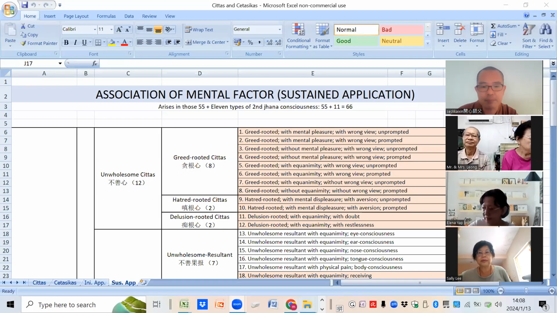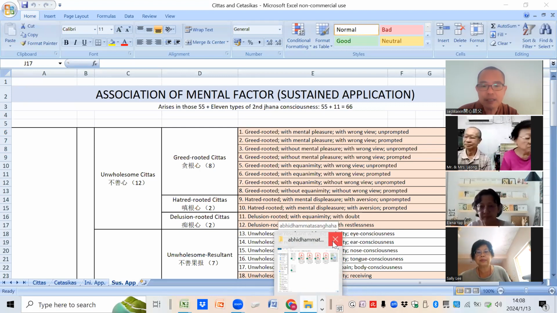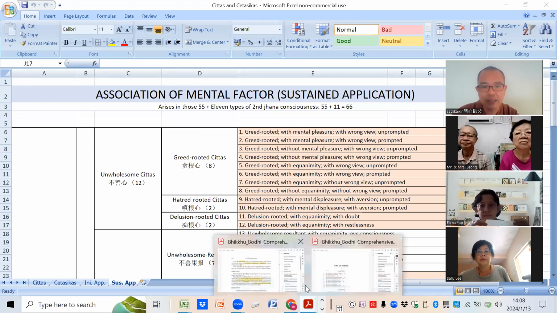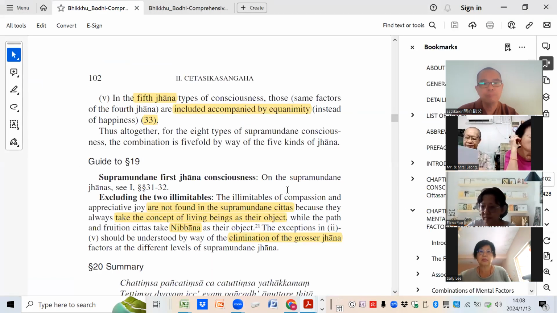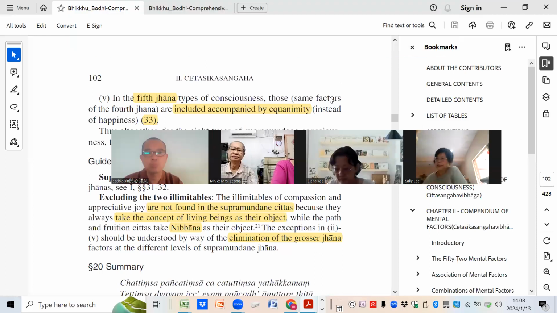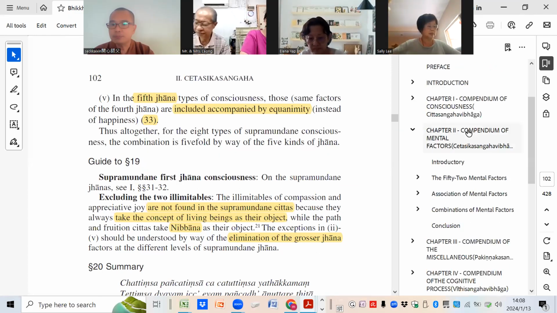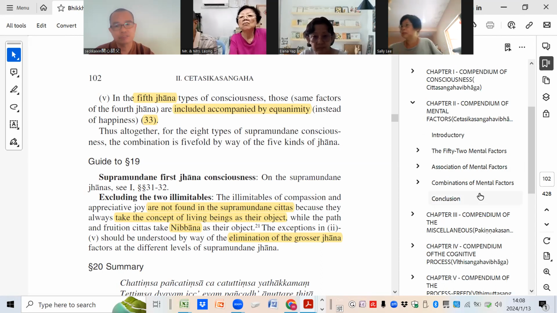Okay, so class, let's take a look. We go back to the combinations. So prepare all the diagrams. I expect you have prepared already. So now let's take a look. Okay, class, let's see where were we? We are in this part in the second chapter. We are in chapter 2, association of mental factor and combination of mental factor.